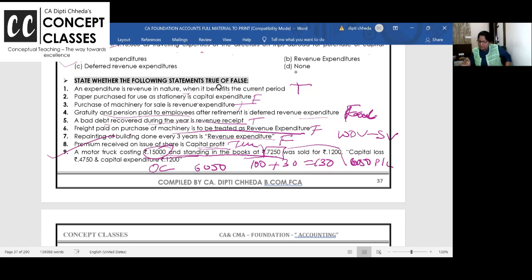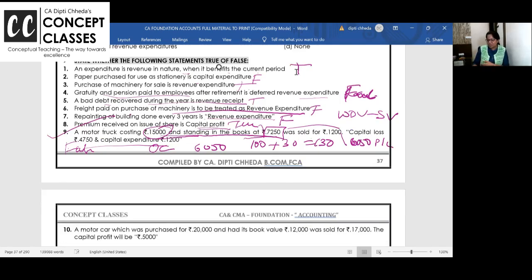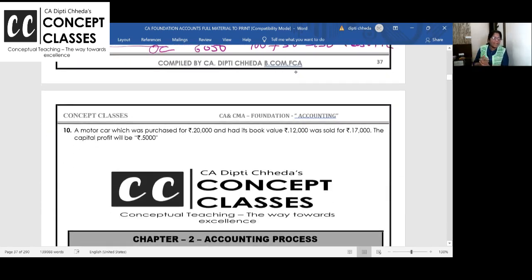Charge off to P&L. Now what they are saying is capital loss is 4750 and capital expenditure is 1200. They are trying to break it down. Answer is no, false. What is the answer for the 9th one? False. See, when you sell the plant and machinery, whatever is the loss, it's a revenue loss. You need to charge it off to the P&L account.